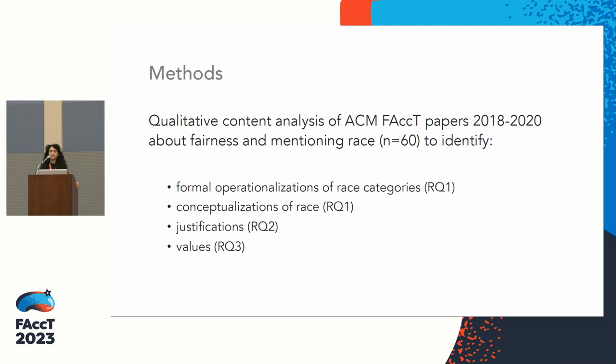So to answer these questions, we do qualitative content analysis of FAccT papers, and we look specifically at papers which mention fairness or related keywords in their abstract, so papers that are substantially about fairness. And the papers have to mention race at least somewhere within the text, so this would exclude, for example, papers that are about fairness but only in the context of gender. And then based on this, we create an iterative qualitative coding scheme to answer our questions.